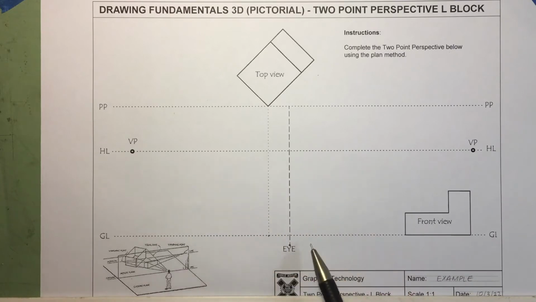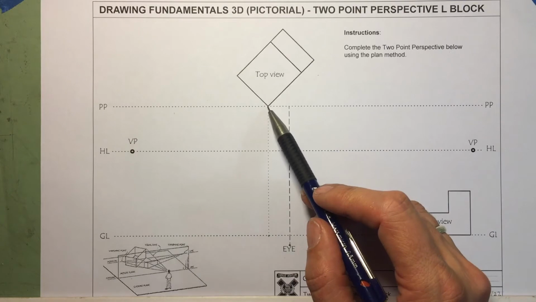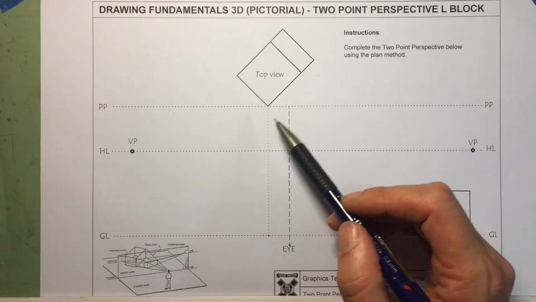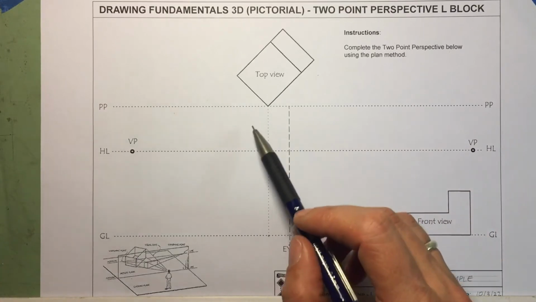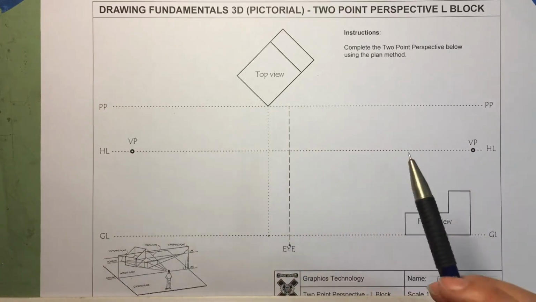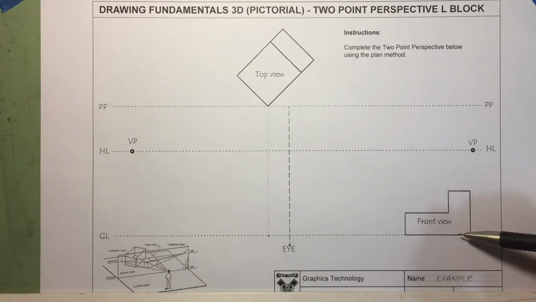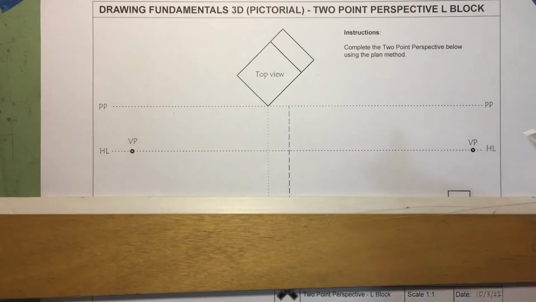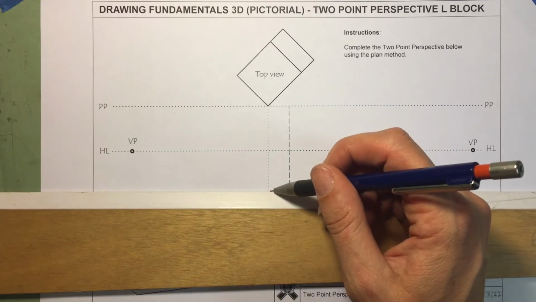So we're going to construct this off the ground line, and because it's touching the picture plane, we can start there. It makes it easier. We don't have to try and project it down to the picture plane at all and do all that special stuff. We can just start there. So the height of this is going to come across from this side view. So from there, it's going to come across.